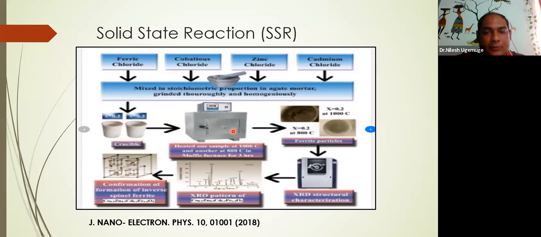700, 800, depending upon the materials. And in that way, we can have the solid state reactions, or the synthesis of the material with the help of solid state reactions. And once we synthesize a material, then how do we confirm the material?